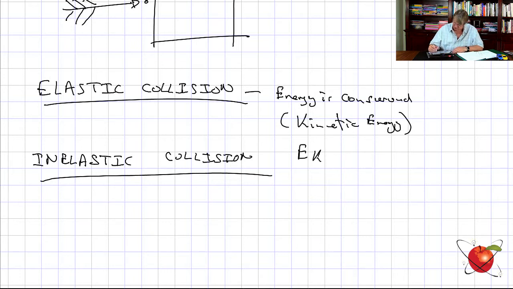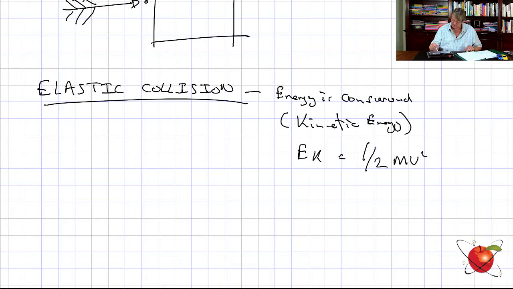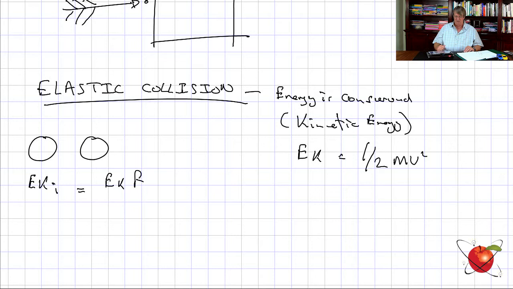If EK is conserved, it means that a half m v squared is conserved. In other words, on an elastic collision, if I've got something and something else colliding, and the collision is elastic, it means that EK initial and EK final are the same. So the energies are the same.